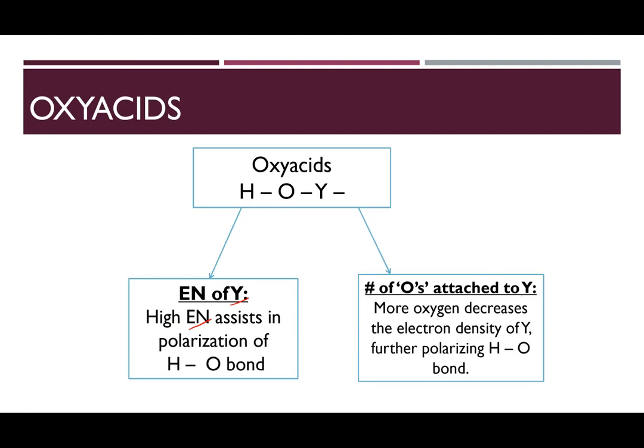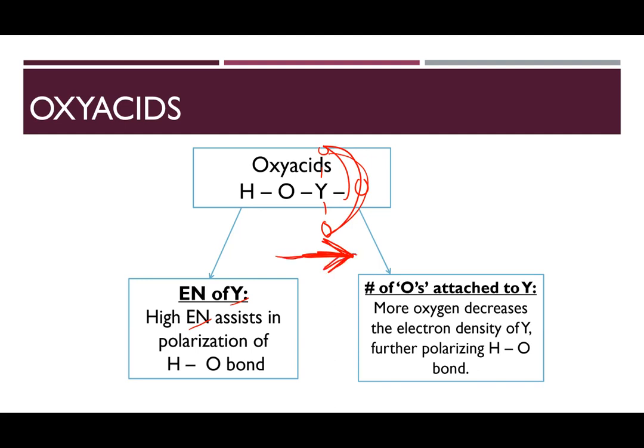The number of oxygens attached to Y. So as I said, is there one attached over here? Is there two? Is there three? So the more oxygens that are attached, that decreases the electron density of Y, further polarizing that OH bond. So essentially what these other oxygens do over here is they create more of a draw for those electrons.